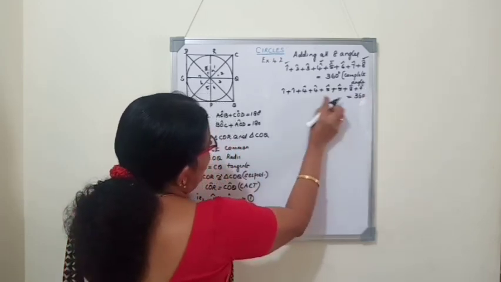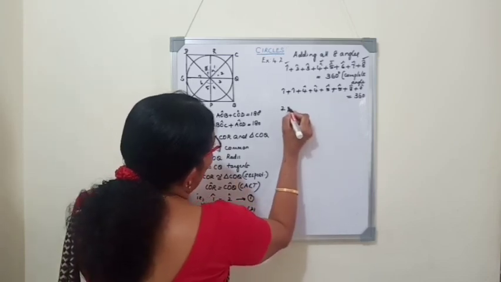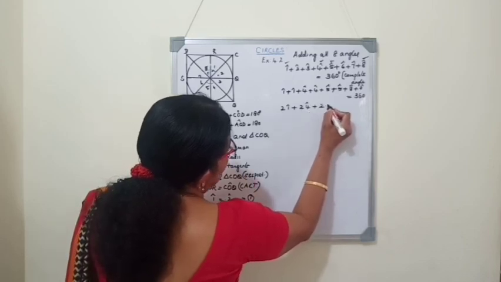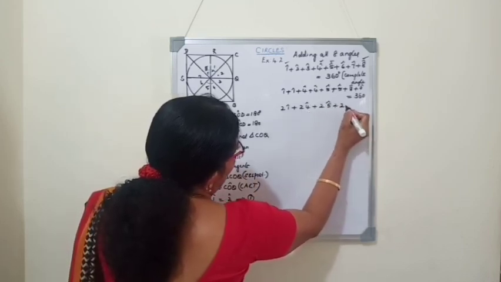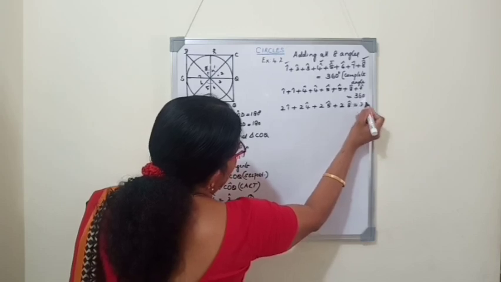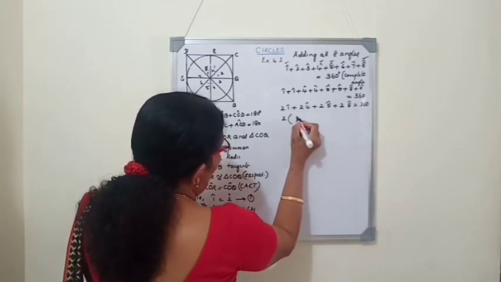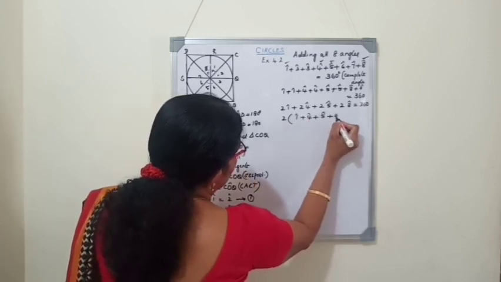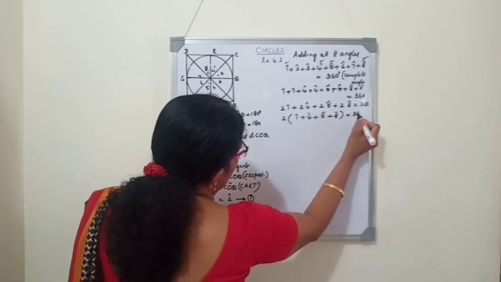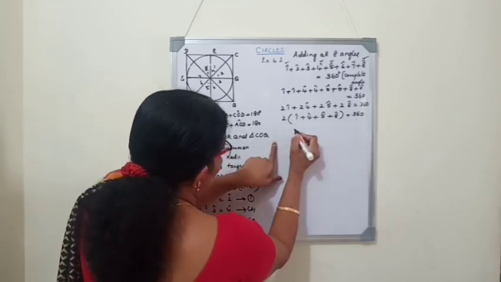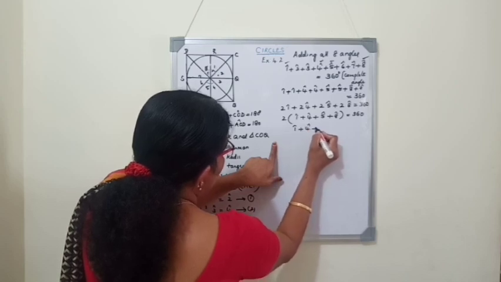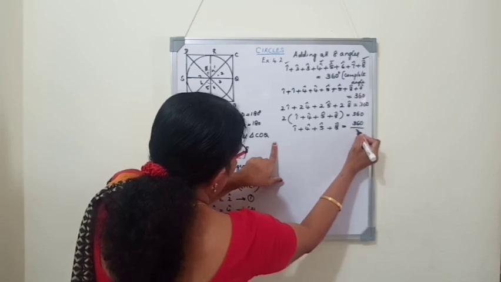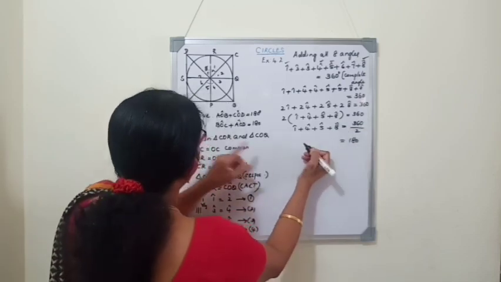So now these 4 angles become doubled. So 2 times angle 1 plus 2 times angle 4, 2 times angle 5 plus 2 times angle 8 will be 360 degree. So we'll take 2 common: angle 1 plus angle 4 plus 5 plus 8 is equal to 360 degree. Now 360 degree we will divide by 2. So 1 plus 4 plus 5 plus 8 is equal to 360 by 2. It becomes 180.